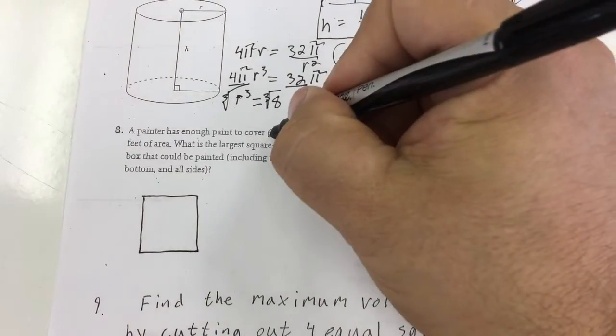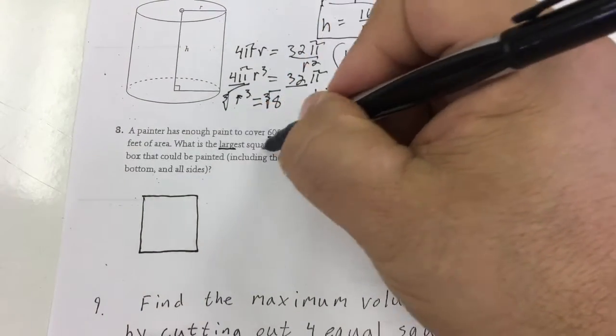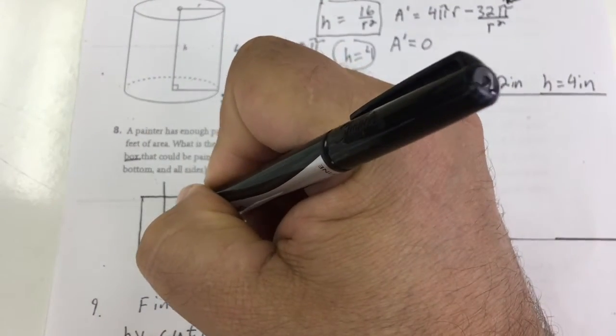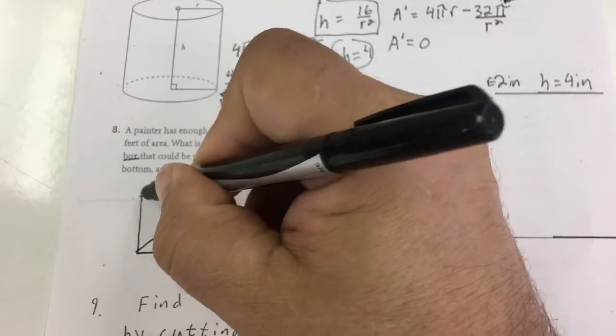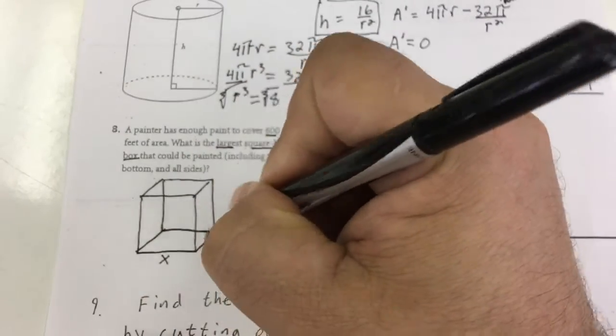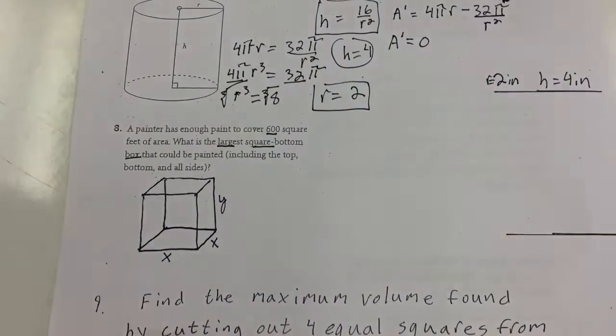Let's make a diagram to help us out with this. 600 square foot of area. What is the largest square bottom box? So I drew a rectangle, I drew another rectangle behind it, now I'm going to connect the dots. And it tells us that this box has a square bottom, so these two sidelines have to be the same. And we don't know what the height is.